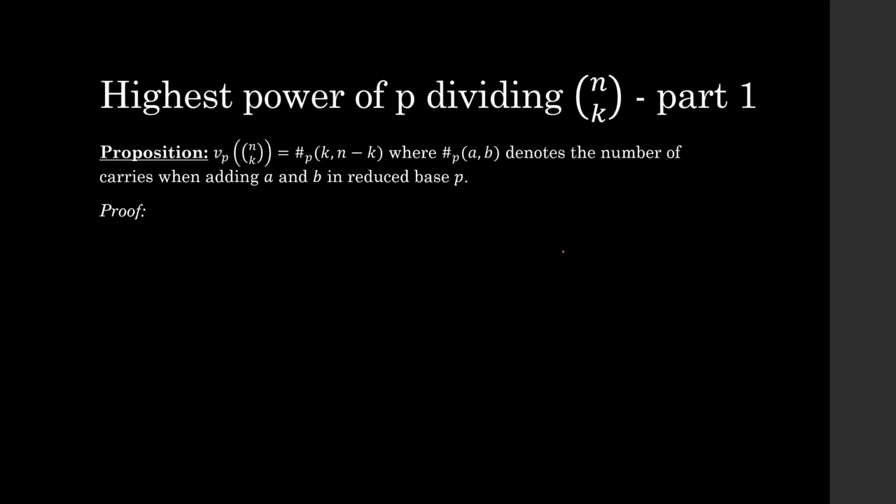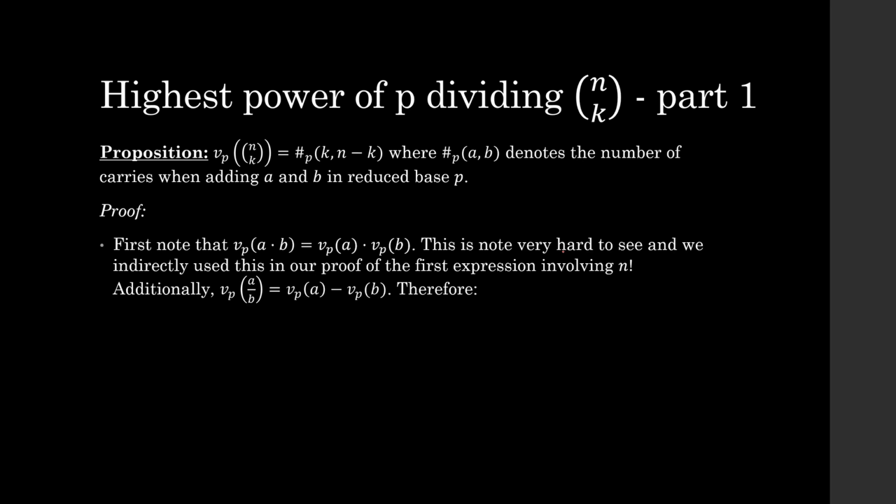All right, so let's look at the proof. First, we want to note one property of the highest power of a prime counting function, and it's that v_p of a times b equals v_p of a plus v_p of b. This is not very hard to see, and we indirectly used this in our proofs of the first expression involving n factorial. When we took the product n times n minus 1 times n minus 2 and so on, which equals n factorial, we were counting all the powers of p in there. Then in the end, we added all these together to get the final highest power of p. So that's how we used this expression in this case. You can try this for a few examples for yourself to see why this is true. It's not very hard to see.